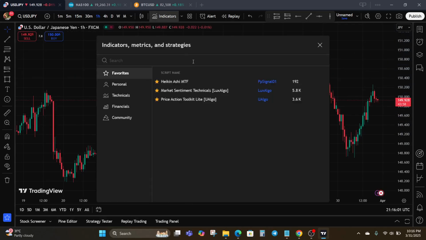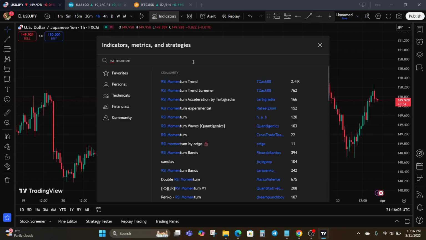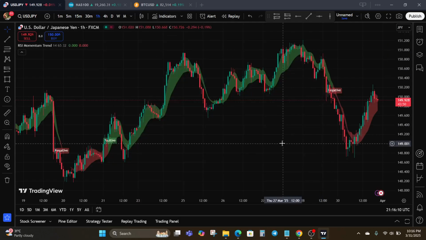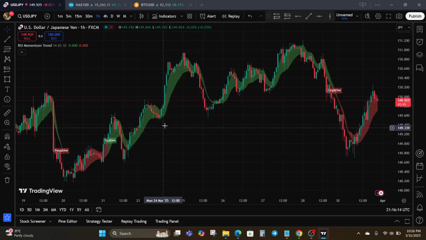Okay, let me just add the indicator to the chart. Okay, we're going to be looking at the RSI Momentum Trend indicator. You can see it's an enhanced RSI indicator, right? And it delivers stronger trading signals and better trend confirmations.